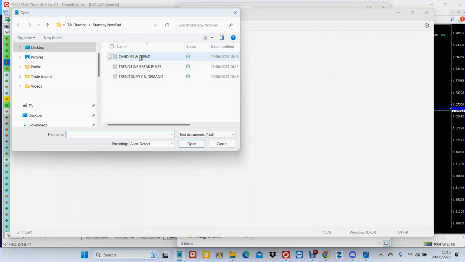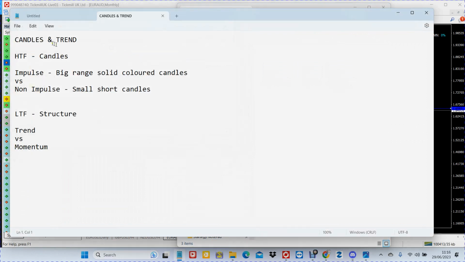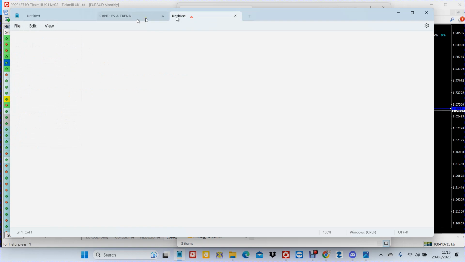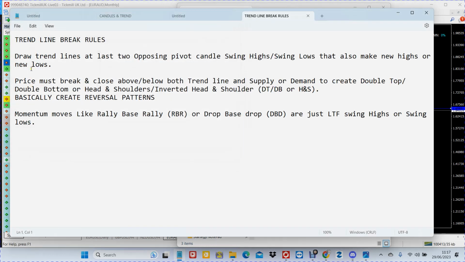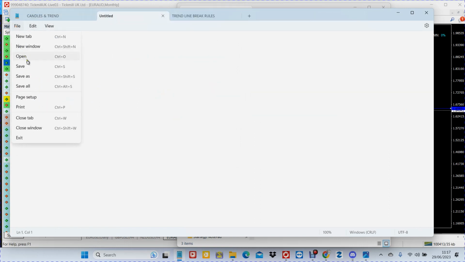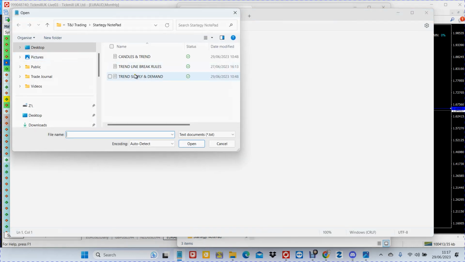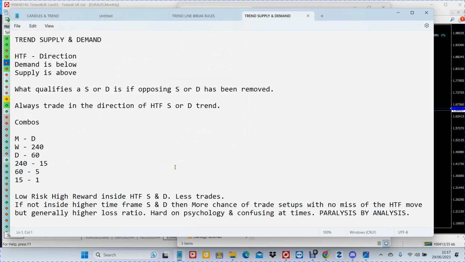And this is kind of the brief, if I open up, of what we're doing on Discord at the moment. So I'm trying to restructure it at the moment to make it very nice. So this is the candles and trend, the higher time frame candles, the one that I've just done, impulse versus non-impulse. Very, very simple concept. And let me just open the other 2 lessons, the trend line break rules, which is there. And the last one is going to be that I've made so far. Trend, supply and demand. Okay, so I want to keep it as clean and simple as possible.